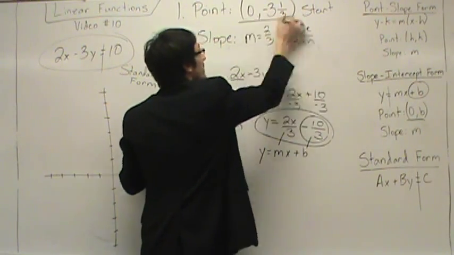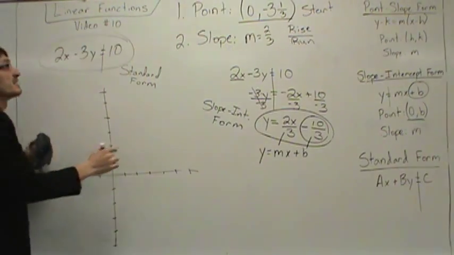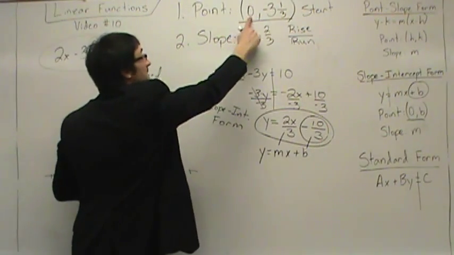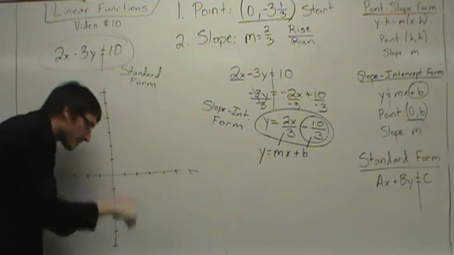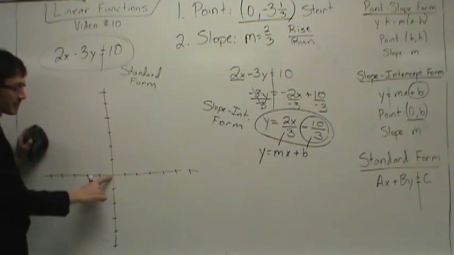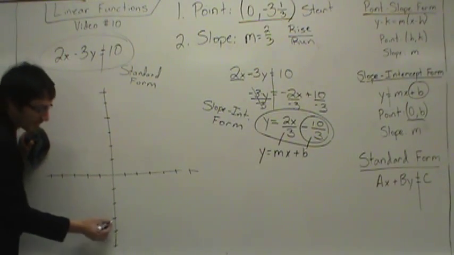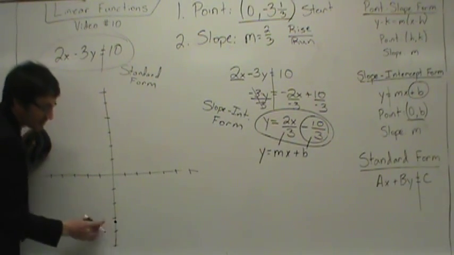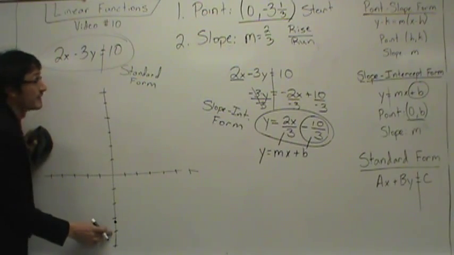Okay, so we're going to start at 0, negative 3 and 1/3. So 0 means do not go left and right. Negative 3 and 1/3 means go down 3 and a little bit more. Okay, so we're not going left and right. We're going down 1, 2, 3 and a little bit more. So we're between negative 3 and negative 4.